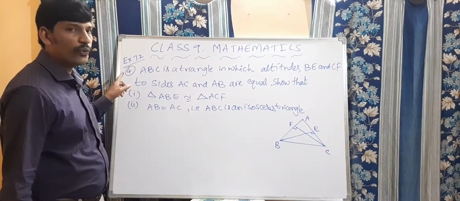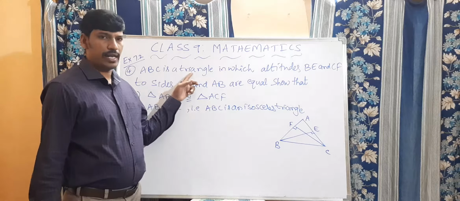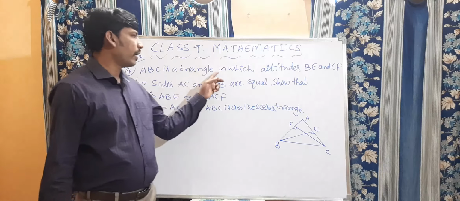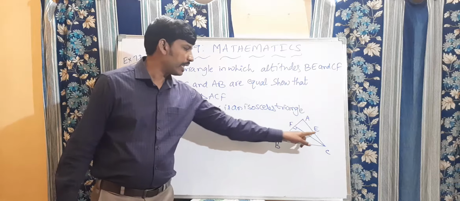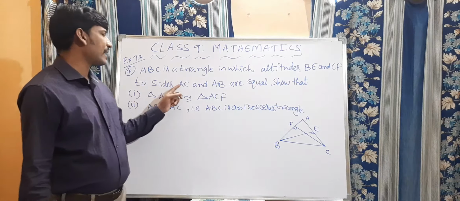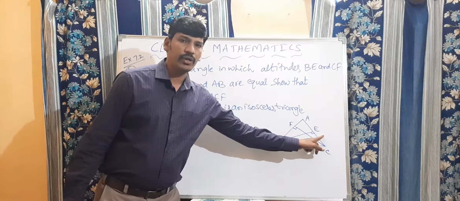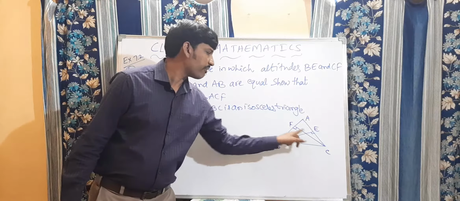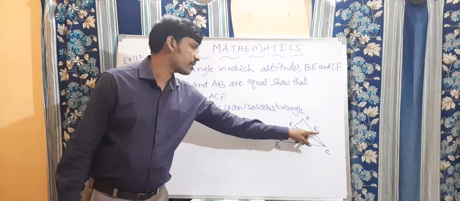That is question number 4. See this here. ABC is a triangle in which altitudes BE and CF are altitudes to sides AC and AB. For AC, BE is the altitude. For AB, CF is the altitude. Here the altitudes are equal, that is BE is equal to CF.